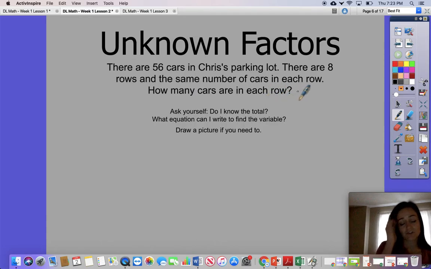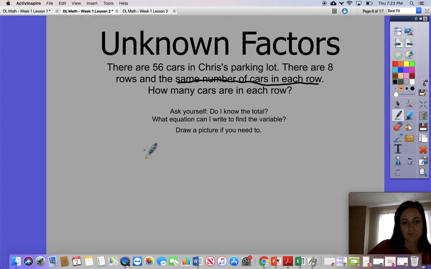Okay, so there's 56 cars in all, and they're divided into 8 different rows, right? So we know that we're multiplying and dividing here because there's the same number of cars in each row, right? They're equal groups, okay? It's not saying there's 56 cars and 8 drove away, right? That'd be subtracting. Or it's not saying there's 56 cars in this parking lot and 8 in the other one. How many in all? Okay, that would be adding. It's saying that there's 56 in all, and they're broken apart into groups of 8. Or there's 8 groups, right?